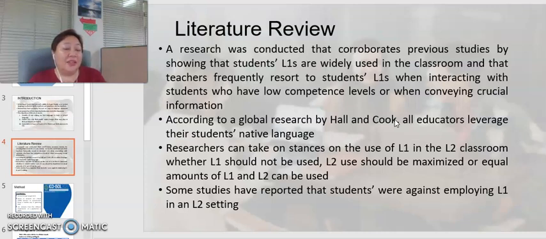Researchers can take on stances on the use of L1 in the L2 classrooms, where the L1 should not be used, L2 use should be maximized, or equal amounts of L1 and L2 can be used. And some studies have reported that students were against employing L1 in an L2 setting.